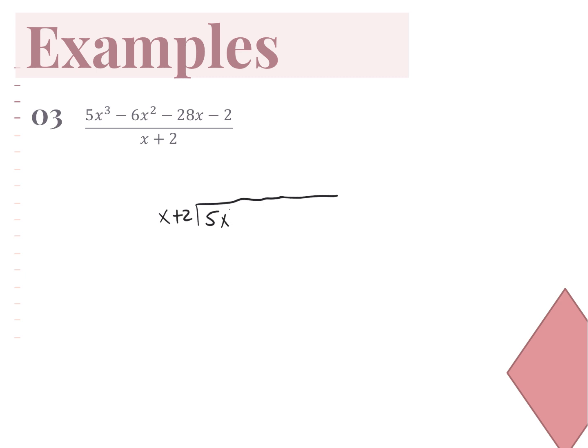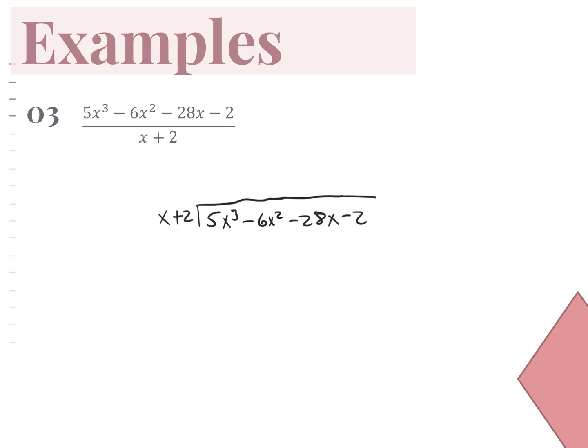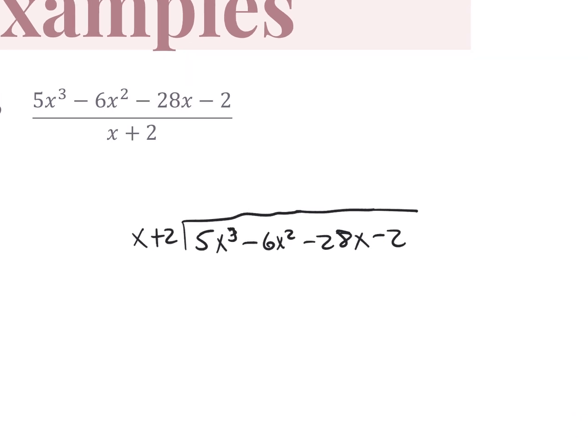It's going to be 5x cubed minus 6x squared minus 28x minus 2. All right, so we're going to do the same process that we did in the last two problems. We're going to go term by term, going from left to right, looking at that 5x cubed. Ask yourself, what do you need to multiply x plus 2 by to get a 5x cubed? And it's going to be a 5x squared.